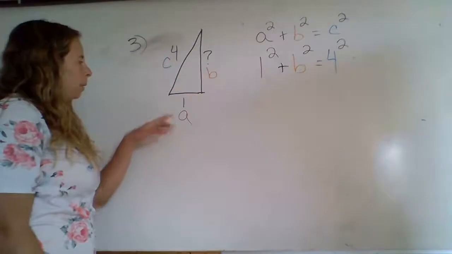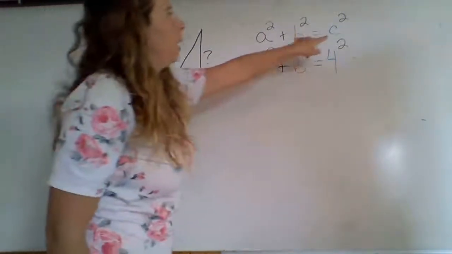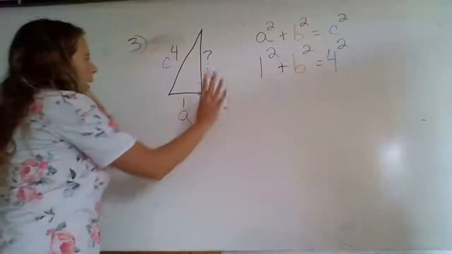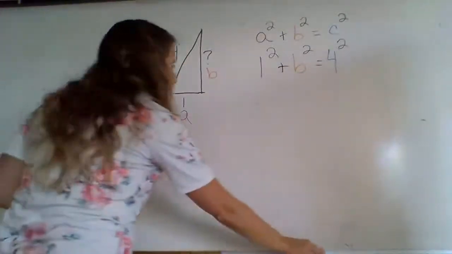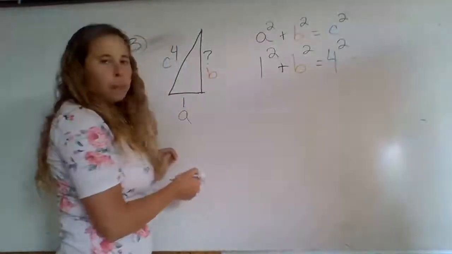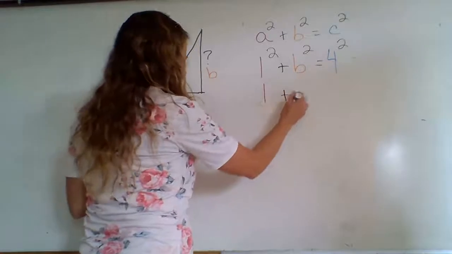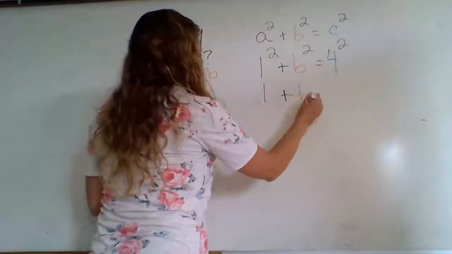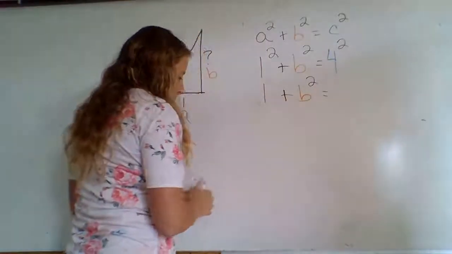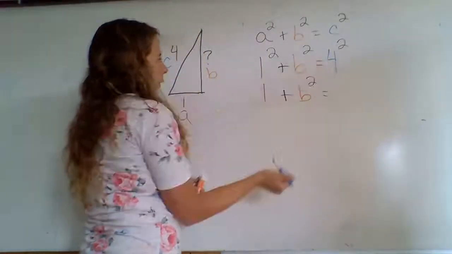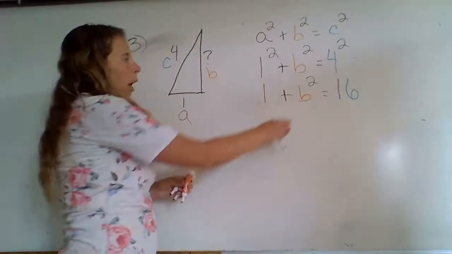Right, so I substituted my 1 for A, and I substituted my 4 for C. I don't know B. All right, here we go. 1 squared is 1 times 1, so that's 1, plus 4 squared, which is 4 times 4, which is 16. Okay, we're solving for B squared.